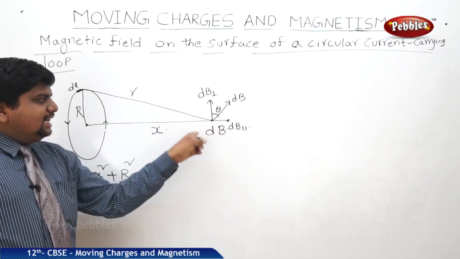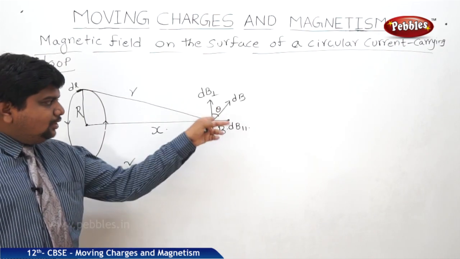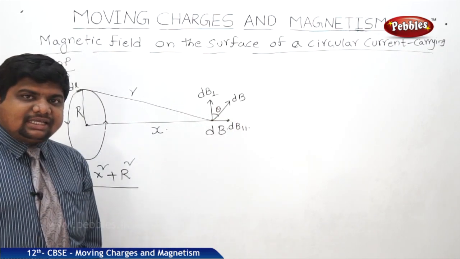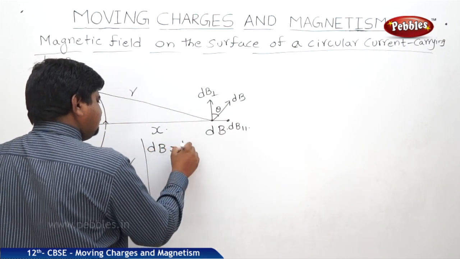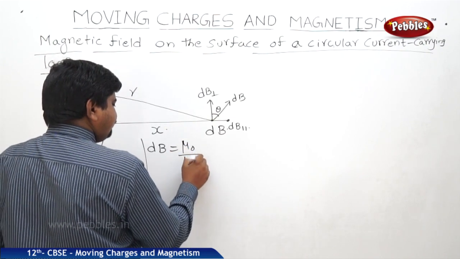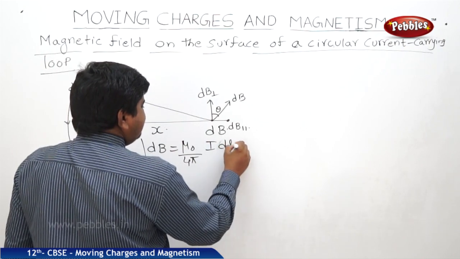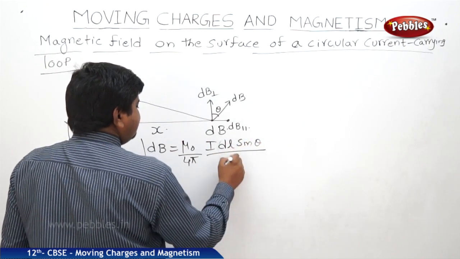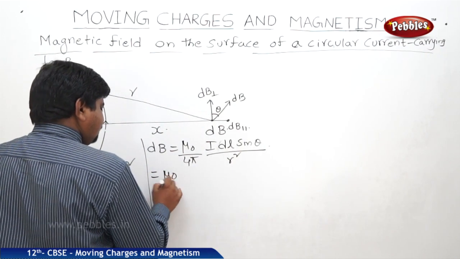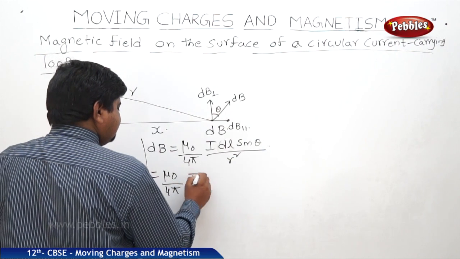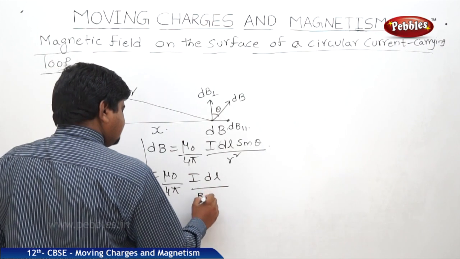So if we sum over the length, the perpendicular components cancel with the dl. So we should find out the dB along the x-axis. Before going to that, we should write the equation dB is equal to mu naught by 4 pi into I dl sin theta by r square. So this expression leads to mu naught by 4 pi into I dl by r square plus x square.